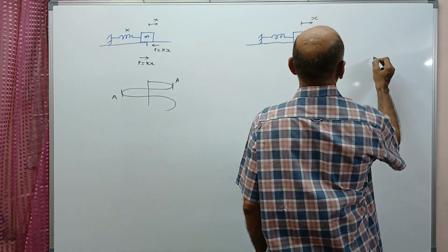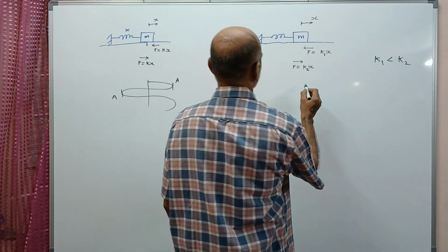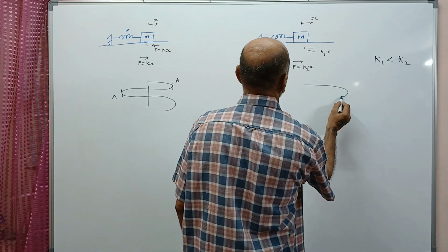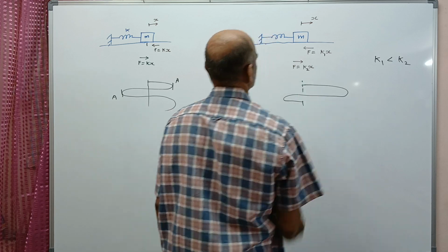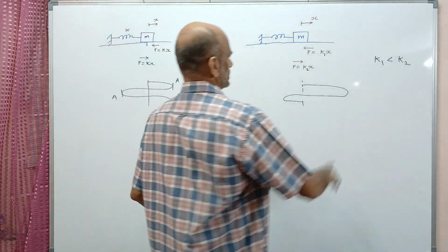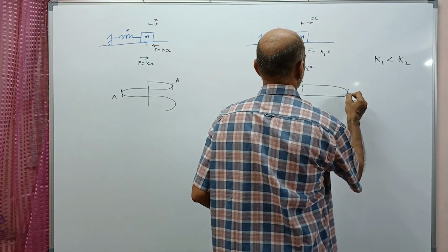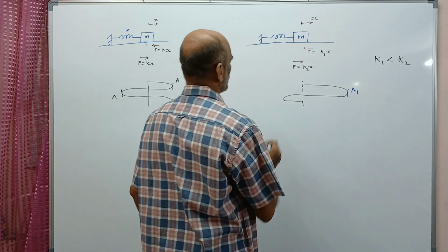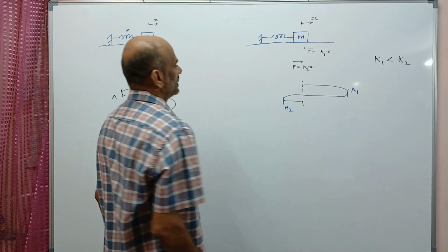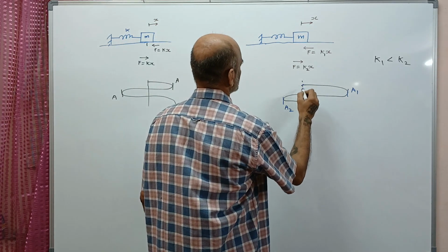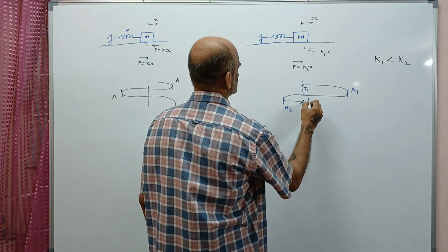Suppose I take the case where K1 is less than K2. Then the oscillation will look like this. It won't be symmetric. So the amplitude for the first half will be A1, and for the second half, when the spring is getting compressed, it will be A2. And the time from here to here is T1, and the time from here to here is T2.